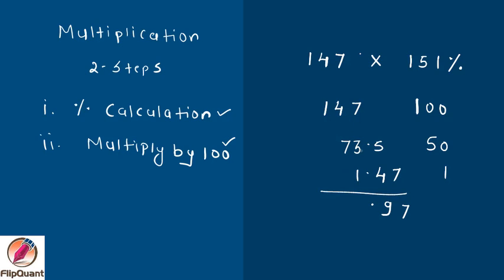So if we add 3 we get 150, and when we add 70 we get 220, and this is 221. So 221.97. Now the next step is we have to multiply it by 100. So we get our answer as 22197. So isn't it a simple method to add so that it is easy to understand for everybody?